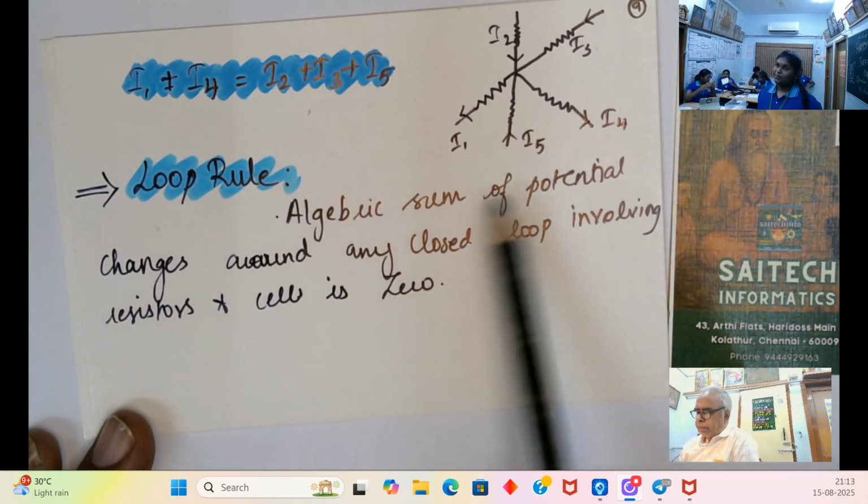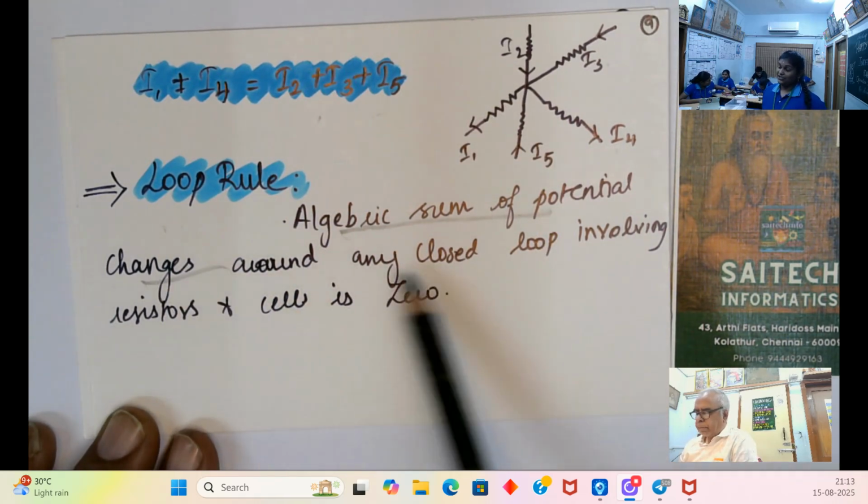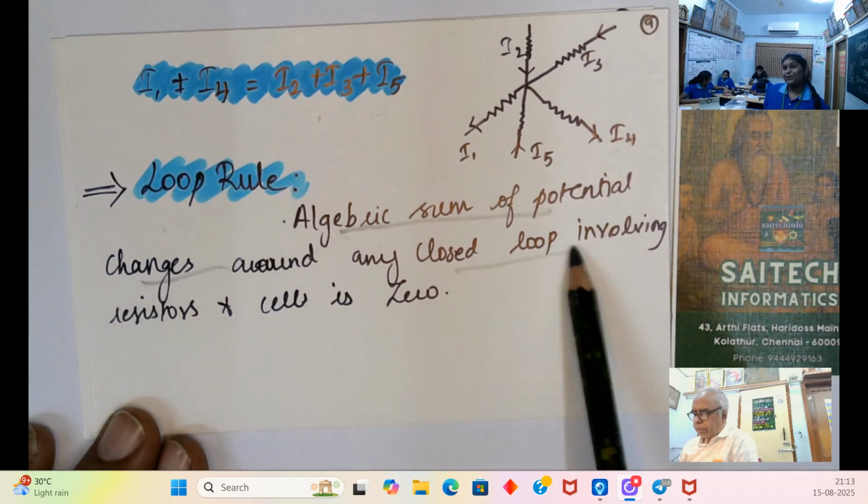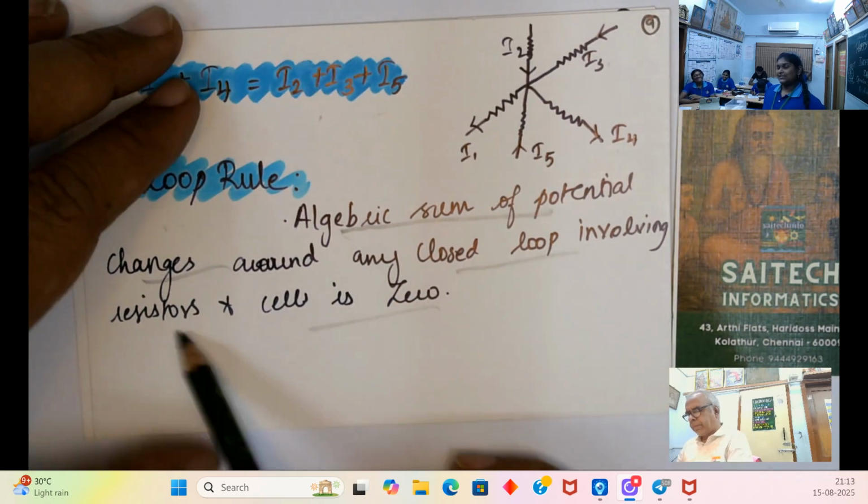Loop rule: the algebraic sum of potential changes around any closed loop involving resistors and cells is zero.